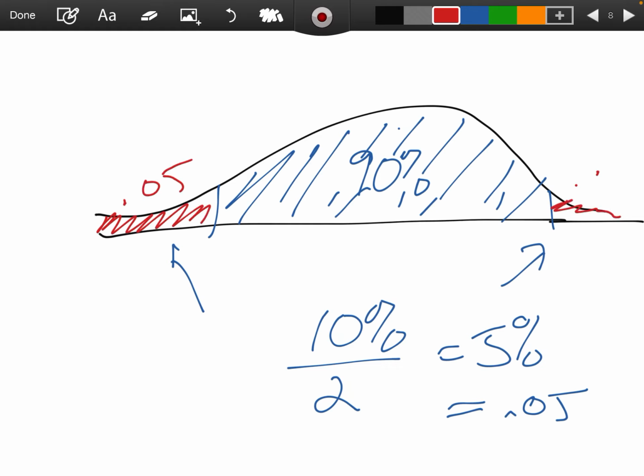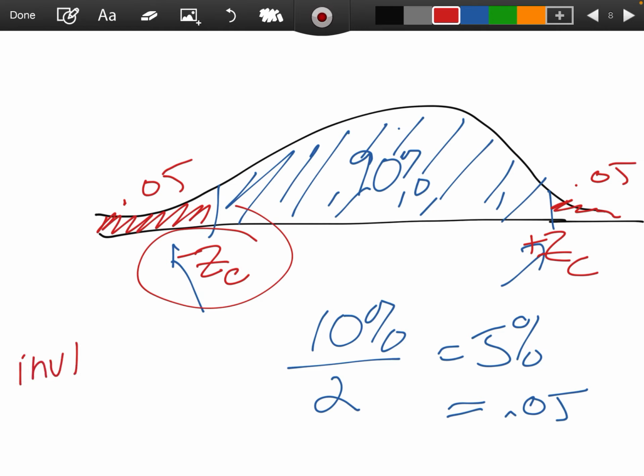So what that tells me is that the area in the red here is 0.05, and the area in the red over here is 0.05. So we have these 2 critical values, okay? This one is going to be negative, and this one here is going to be positive. The way that I can find this critical value, say this one, is on my calculator, we can go inverse norm.